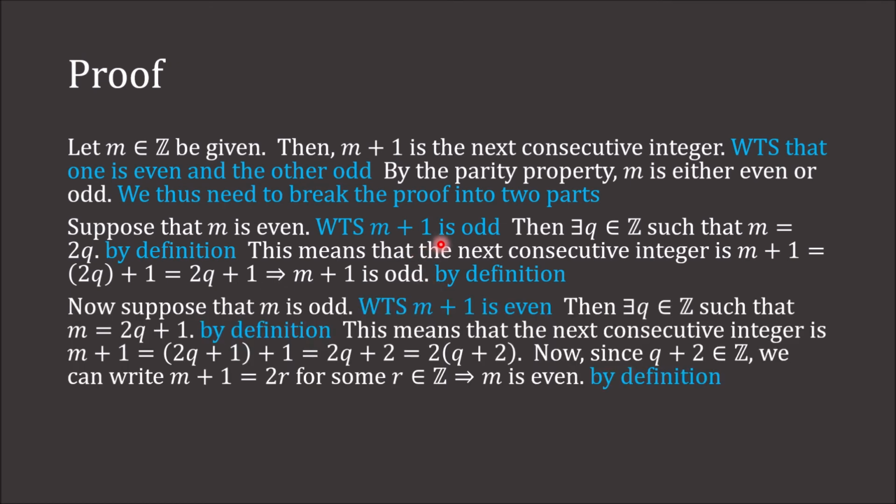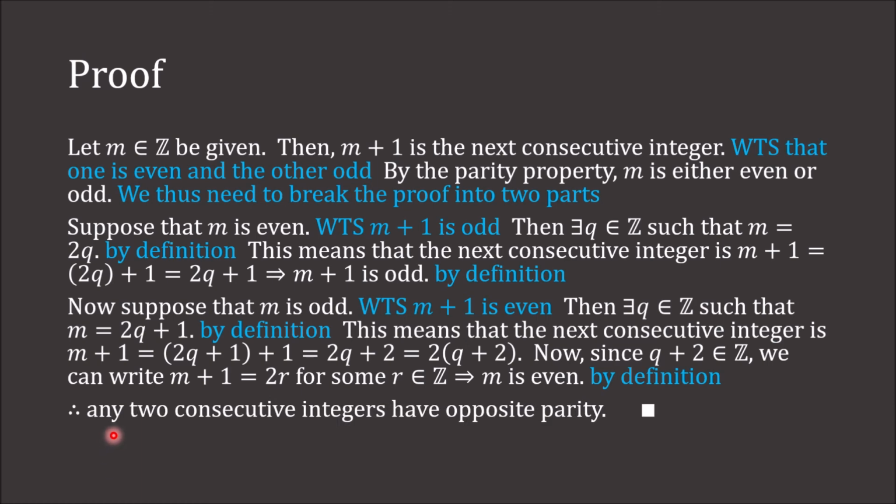Next, let's assume that m is odd. Then, by definition, there has to be an integer q such that m is 2q plus 1. So the next consecutive integer would be m plus 1, which is this quantity of 2q plus 1, plus 1, which is 2q plus 2. We can factor out that 2, and we have 2 times q plus 1. Now, q plus 1 is an integer, right? Because it is the sum of two integers. So we can write m plus 1 as 2 times an integer r, which means, by definition, m plus 1 is even.